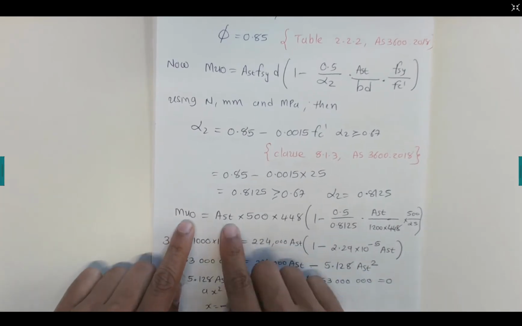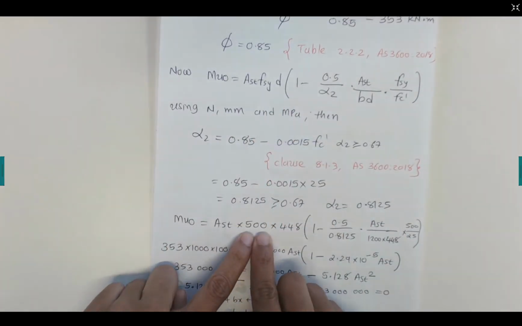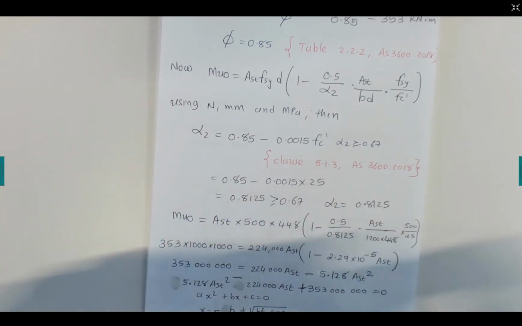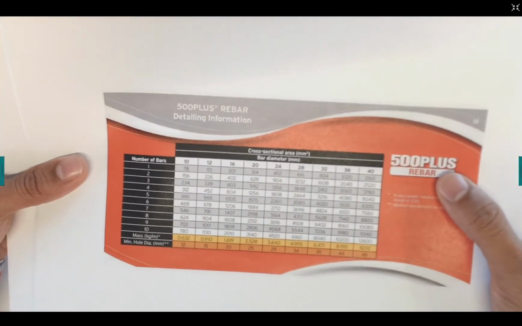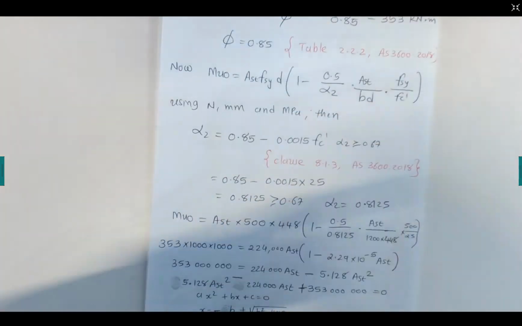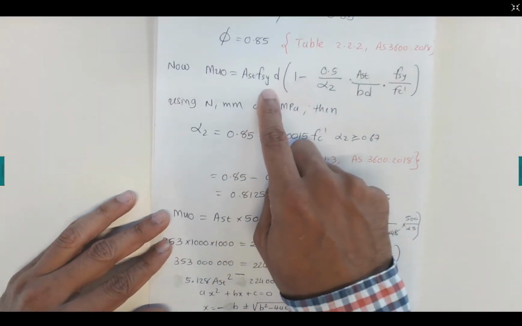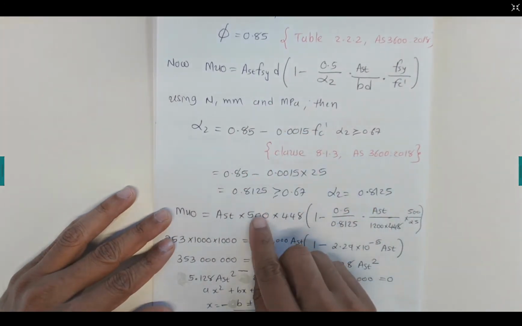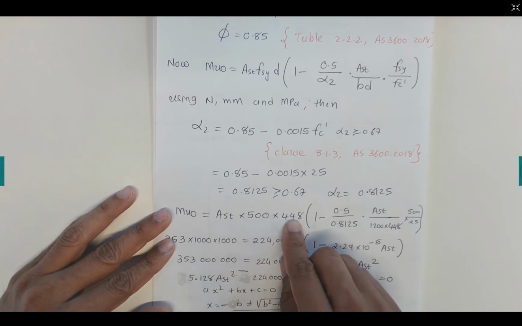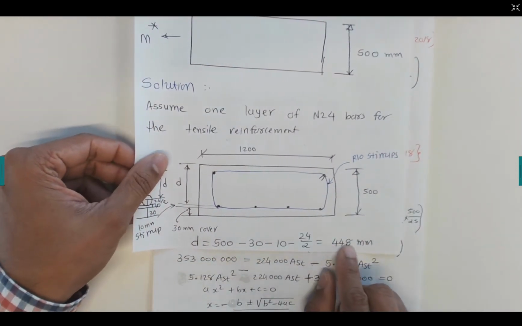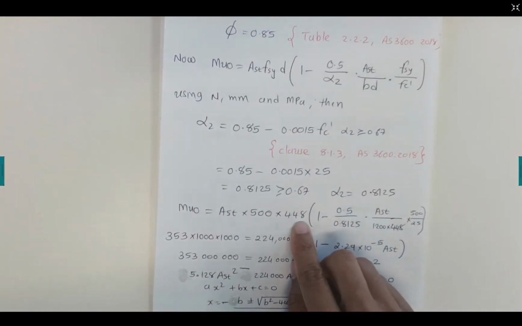Now in these equations we are substituting the values. N bars have a 500 megapascals yield strength. We are going to use this later, and we use 500 plus rebars, so yield strength is 500 megapascals. It's not given in the question, but when we assume N bars, they typically have 500 megapascals yield strength. Depth d is 448 millimeters, which we calculated in the previous step.